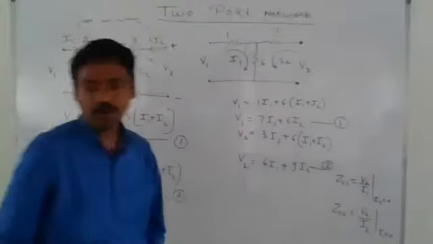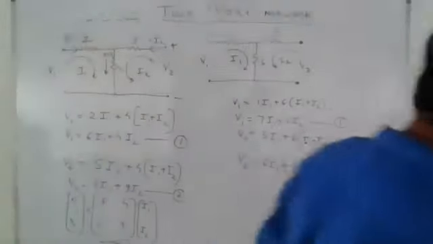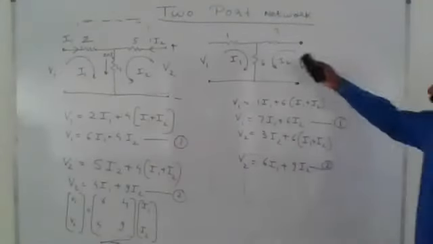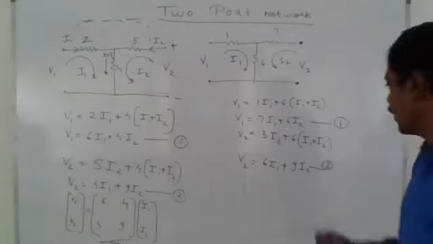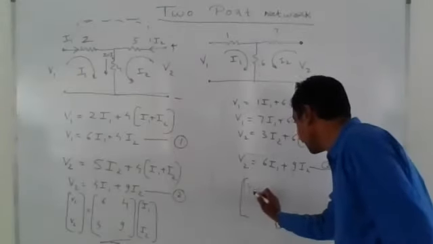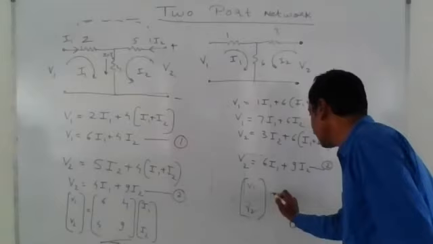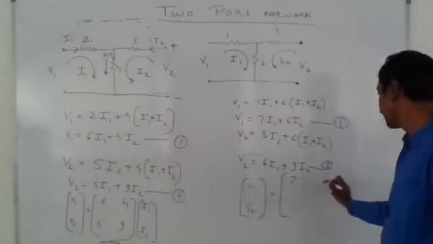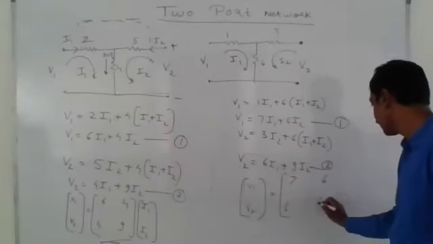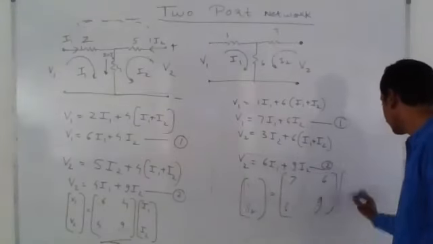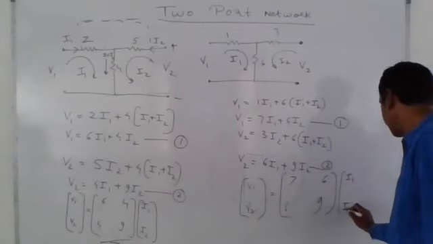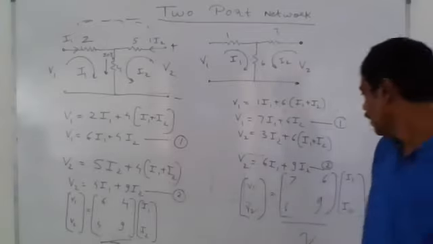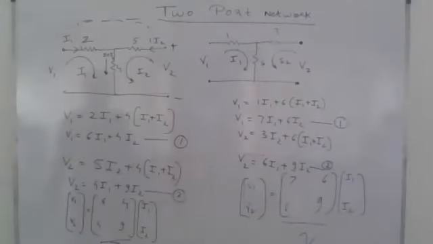Writing these two equations in matrix form, we'll get the Z parameter of this circuit. You can say V1, V2 is equal to, what will be the Z parameter? 7, 6 and here 6, 9, times I1, I2. This is the Z parameters: 7, 6, 6, 9 is the Z parameter of the circuit.